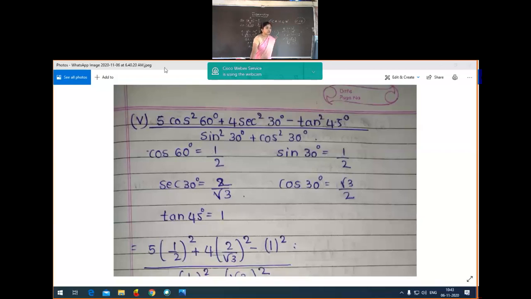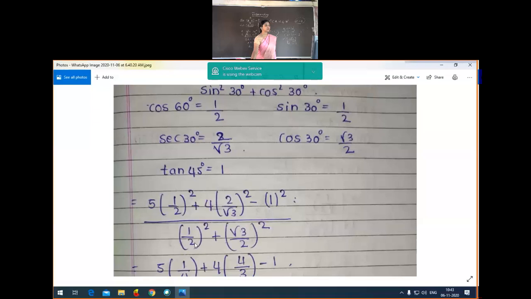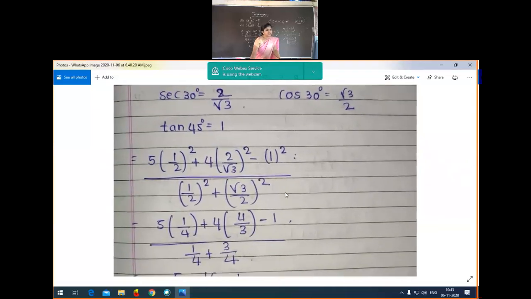Now substitution. 5 into cos square 60 is needed. Cos 60 is 1 by 2, so cos square 60 is (1 by 2) whole square, plus 4 into secant square 30, that is (2 by root 3) whole square, minus tan square 45, in the sense 1 square. So that divided by sin square 30, which is (1 by 2) whole square, plus cos square 30, which is (root 3 by 2) whole square. Got the idea of this substitution, students? Yes.